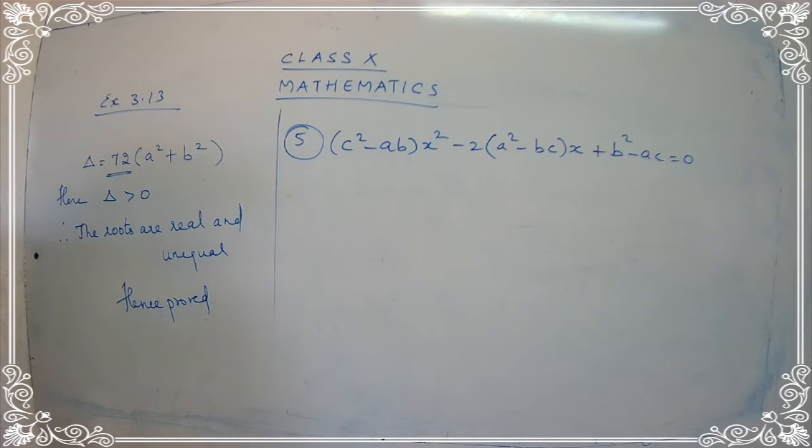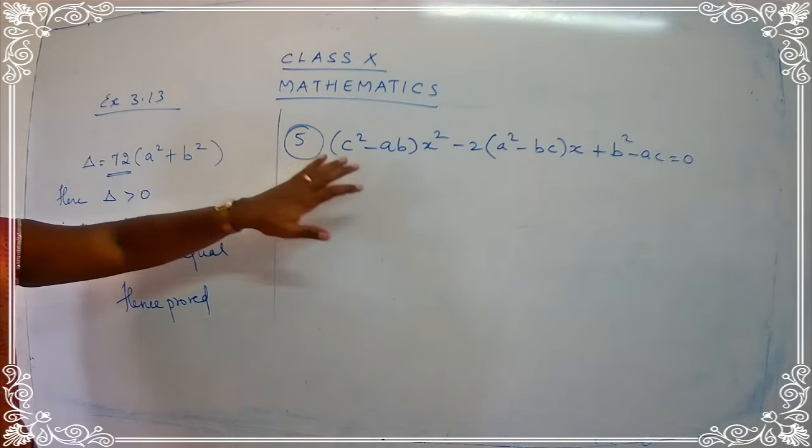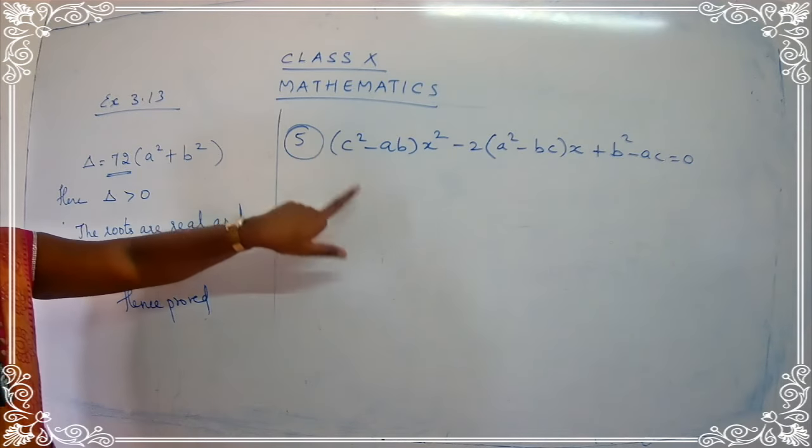It's c square minus ab the whole x square minus 2a square minus bc the whole x plus b square minus ac is equal to 0. And what they have given you? They are asking you that this is an equation and you have to show that the roots of the equation are real and equal. They have given that the roots of the equation are real and equal.